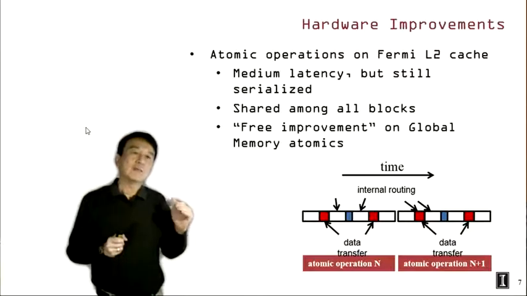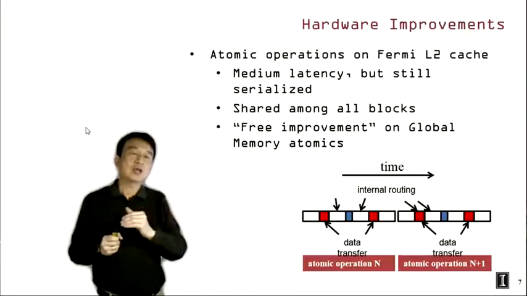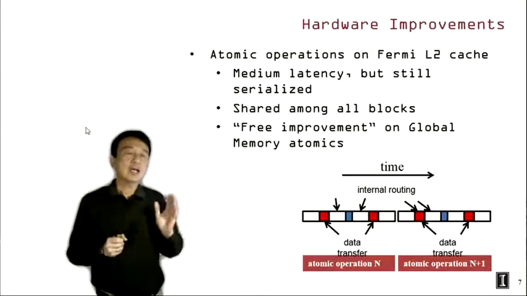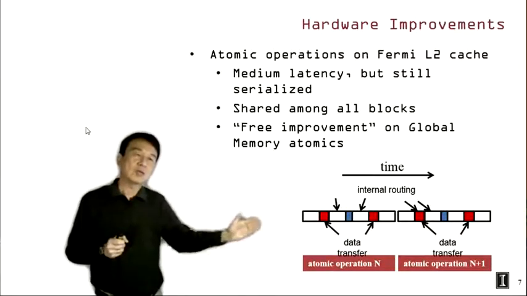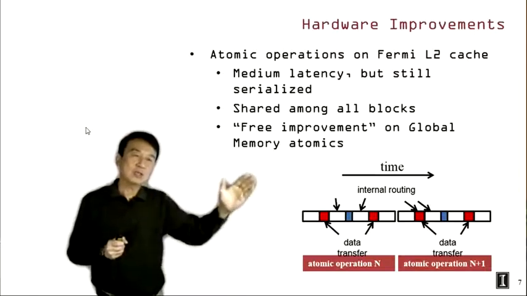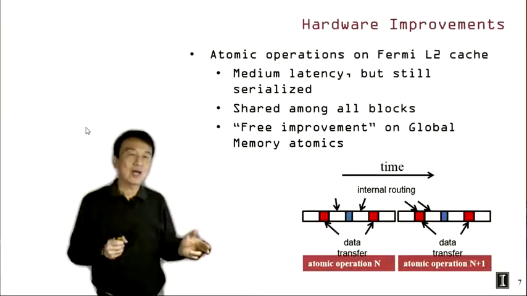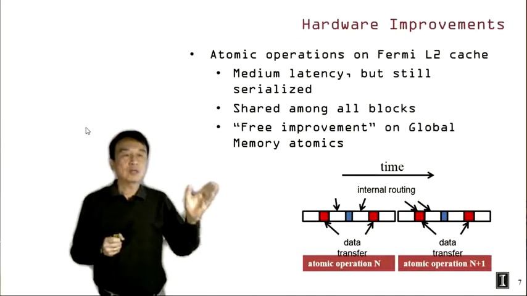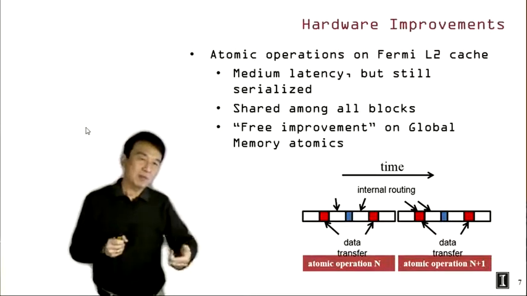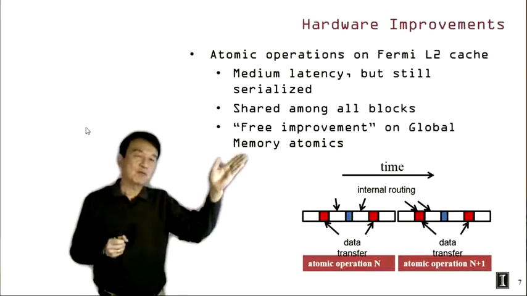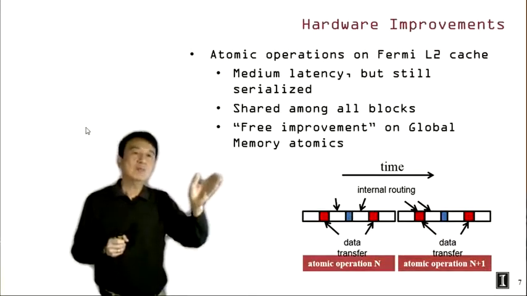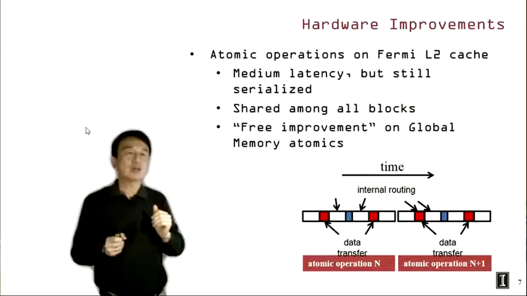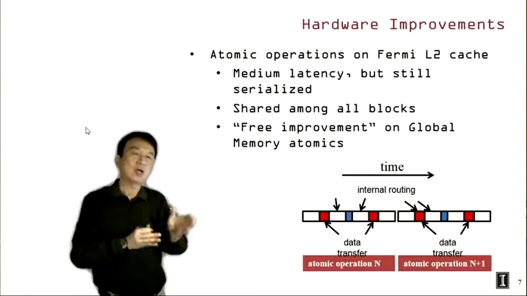So in Fermi, NVIDIA introduced a level 2 cache that is shared among all the streaming multiprocessors. This actually provides a very interesting opportunity because all the accesses to the global memory from all the streaming multiprocessors go through the same L2 cache. So if we need to do an atomic operation on the global memory, we can actually just perform the operation on the L2 cache, and the atomic operation performed by one streaming multiprocessor will be visible to the other streaming multiprocessors because they all share that L2 cache.